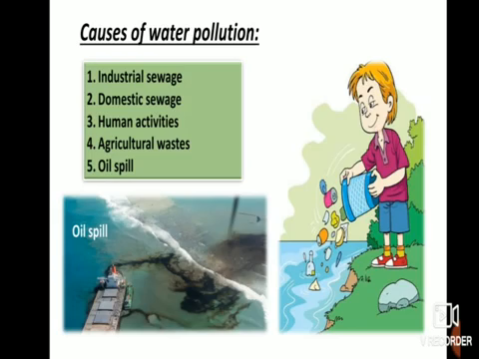Next is agriculture waste. In modern agriculture, we use large quantities of pesticides and fertilizers than required by the plants. Excess of these inorganic chemicals find their way to water bodies, which results in water pollution. Last is oil spill. Oil spills from huge tankers is one of the major causes of water pollution, which affects the marine plants and animals.